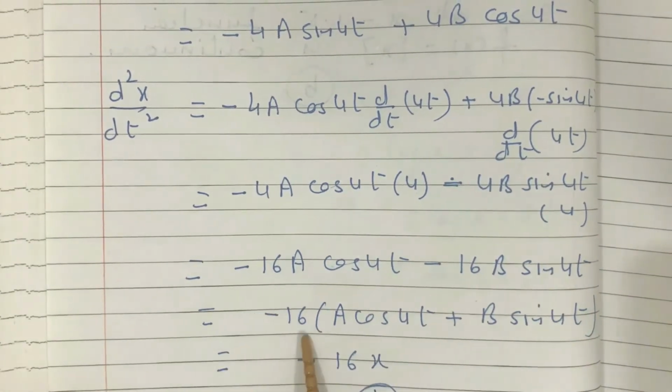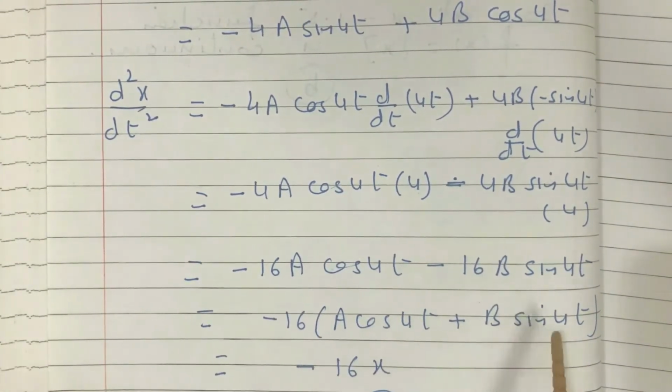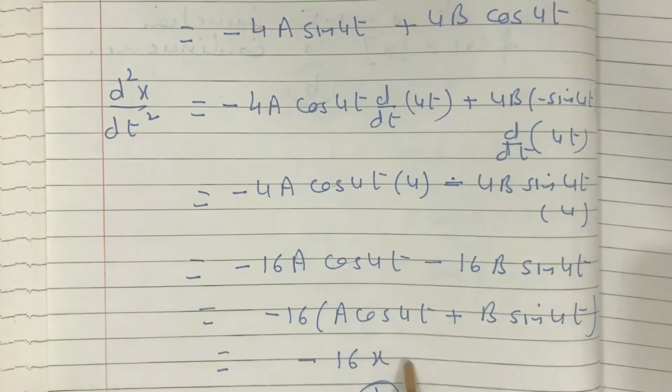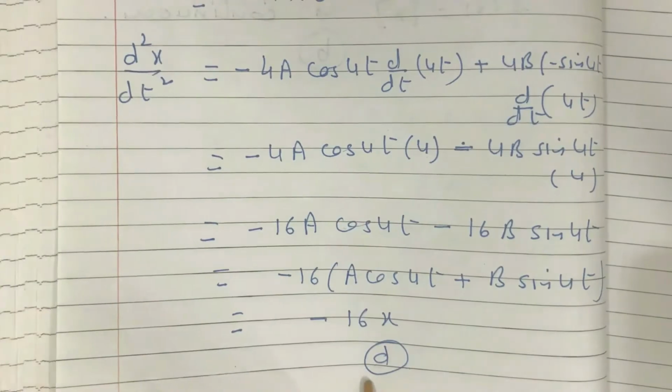Take minus 16 common, a cos 4t plus b sin 4t in the bracket, and this is equal to x. So this is equal to minus 16x. So D is the option.